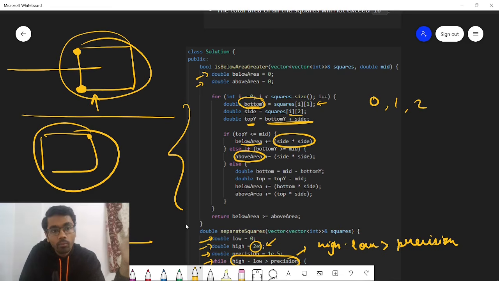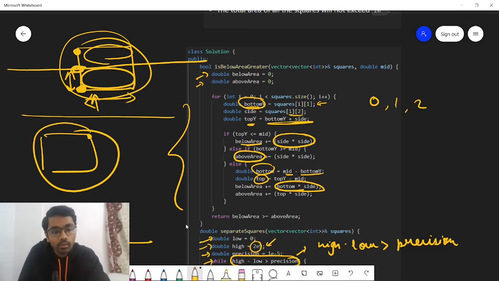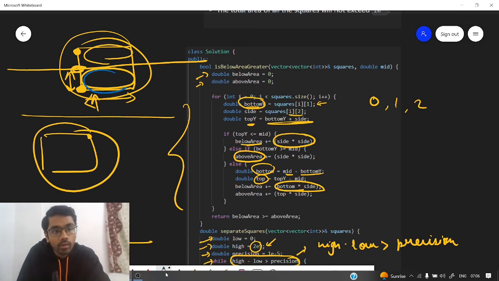Otherwise, we can have one more scenario in which our midline is looking something like this. So for this square, we need to have this as the below area and this as the above area. For that, we are again calculating the new bottom and top parts, which is nothing but mid minus bottom y. So this will give us this side length, and we will multiply by whatever side we have. So bottom multiplied by side will give us this particular area.